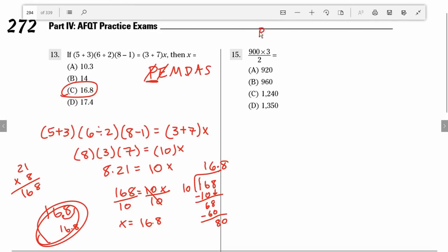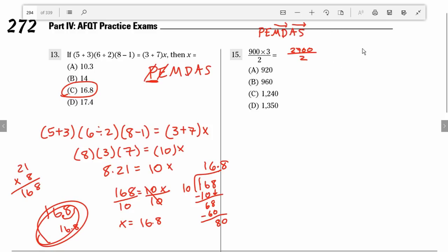Again, number 15 is testing your knowledge of PEMDAS. Please excuse my dear Aunt Sally. Now, one thing I didn't mention regarding PEMDAS is this. Multiplication and division are treated as equals. So you work multiplication and division from left to right. So let's go ahead and take a look at this one. We have 900 times 3 divided by 2. So what I'm going to do is work out the top and then divide by 2. 900 times 3 is 2700 divided by 2.